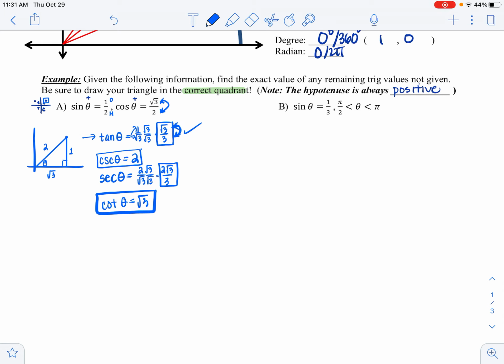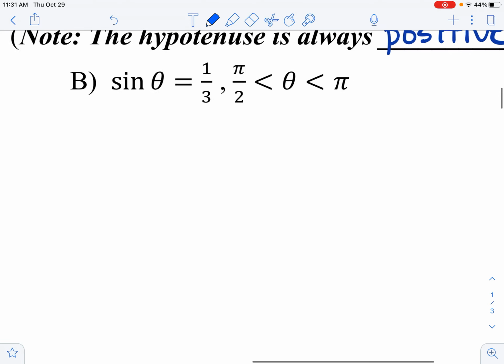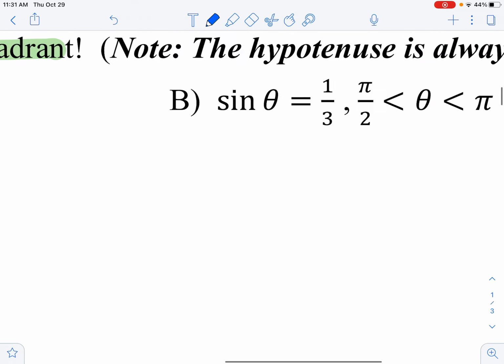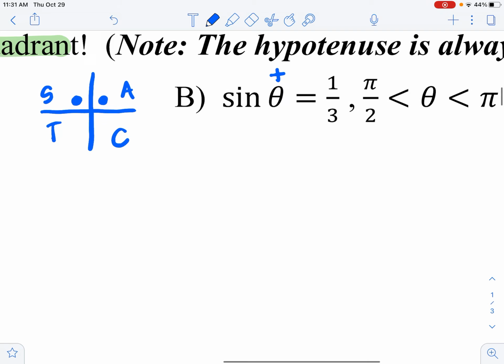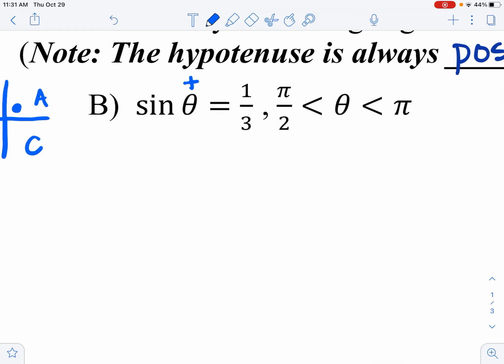Okay, so what happens when they're not like that? Let's look at the next one, B. So first off, I have to decide what quadrant I'm in. So I'm going to start by saying, okay, here's all 4 quadrants. All students take calculus. All right, so this says sine is 1/3. In other words, sine's positive. So which 2 quadrants is sine positive in? First and second. So it's either going to be in the first quadrant or the second.